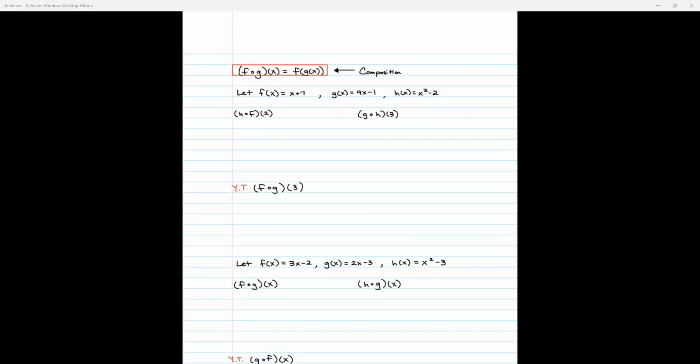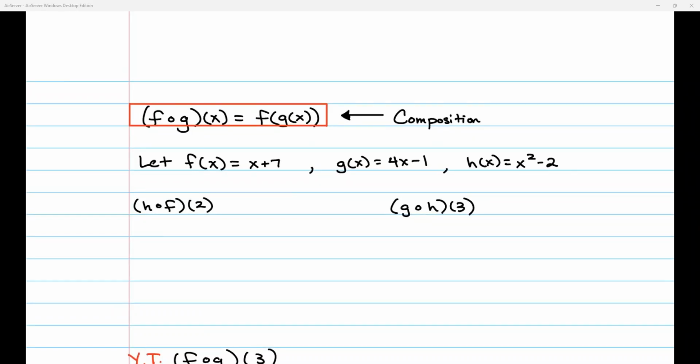So here's what we're going to focus on today. I know it looks like f o g of x, but that really says f after g of x. This little circle, you can think of that as the word after. So f after g of x or f composed with g of x. There's like three different ways: f after g of x, f of g of x, or f composed with g of x. All three of them are the same.